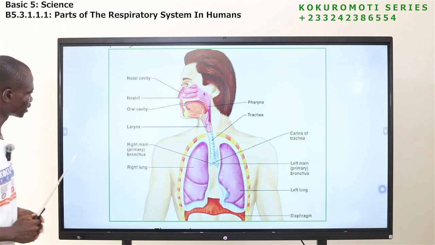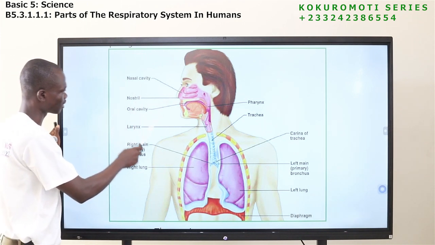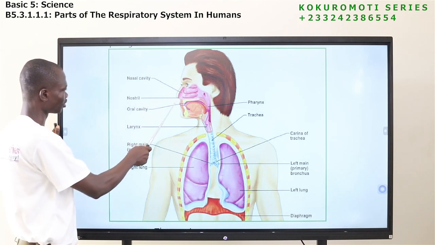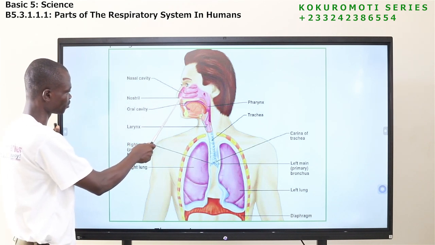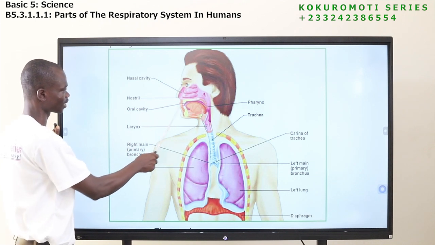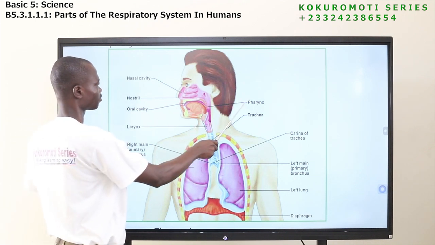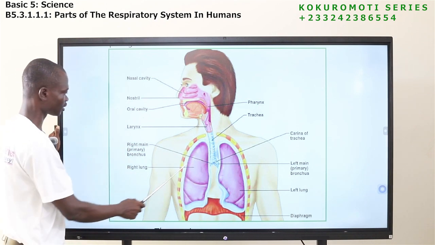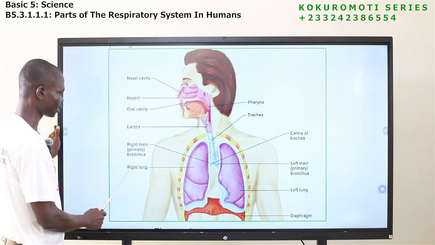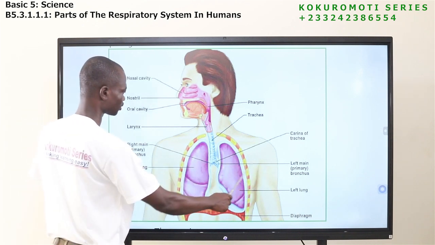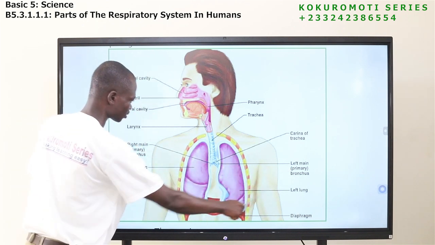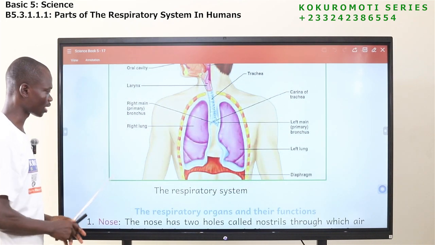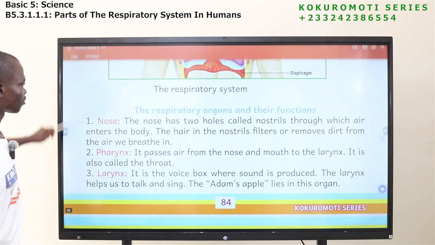Let's look at them once again. The nasal cavity is here, which is the nose. These are the nostrils. We have the oral cavity, that's the mouth. We have the pharynx, the larynx, the trachea, the right lung on this side, and the left lung on this side. We have the diaphragm. Okay, now let's look at them one after the other and their functions.